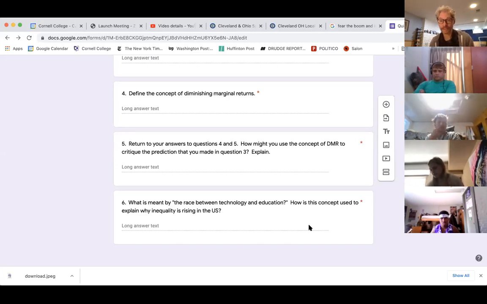And unfortunately, the supply of educated workers is not keeping pace with the demand for educated workers. That's pushing up wage differences between high educated and lower educated workers. And that is contributing to inequality. All right, and we talked about that at great length in class on Wednesday.